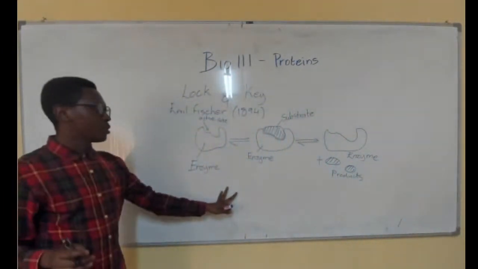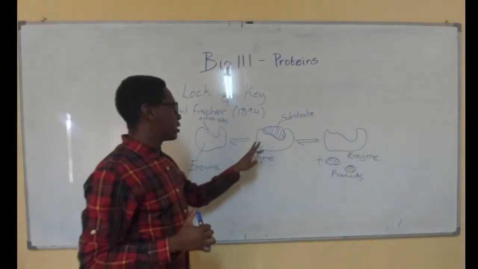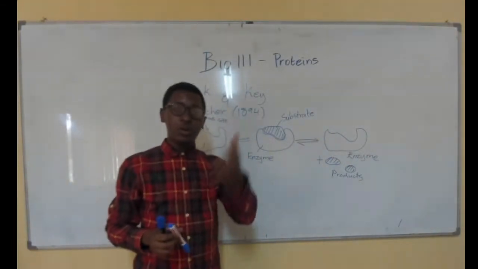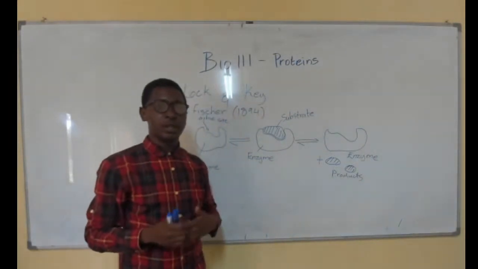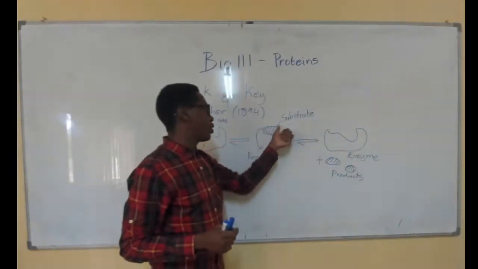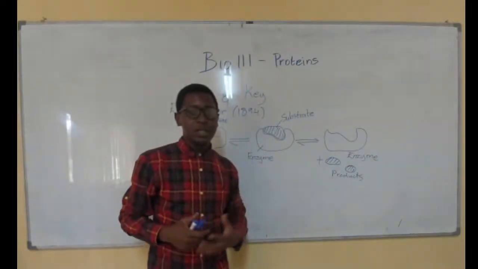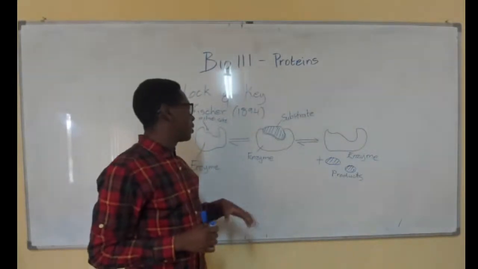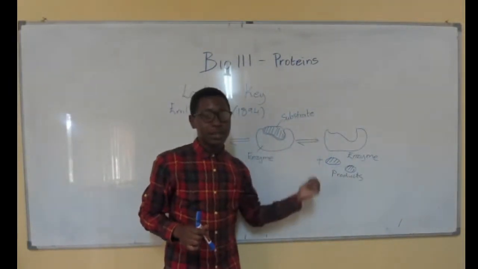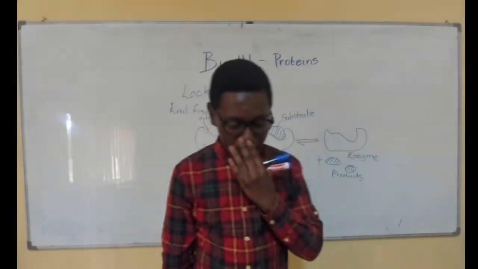Okay, so in the lock and key hypothesis, Emil Fischer described the enzyme's active site as having the exact same shape which complements the substrate, the way every lock has a complementary key. So that's why we call it lock and key. In this case, our active site will be like our lock, and our substrate will be like our key. Emil Fischer suggested that each enzyme has a specific shape that will only work for a particular substrate which has a complementary shape. So that's our lock and key hypothesis.